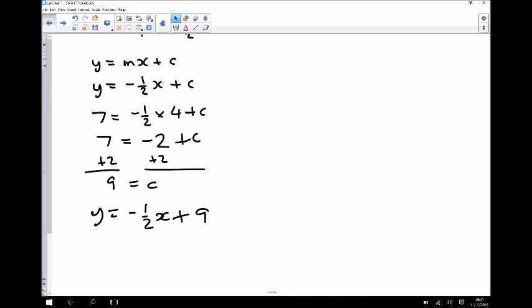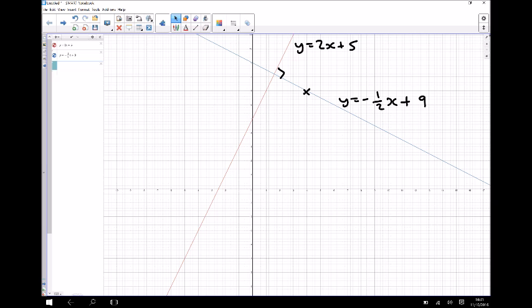And if you did that on a graph, it looks like what I was showing you here, the red line being the question and the blue line being the perpendicular line. And again, you can see where it goes through the point (4, 7).